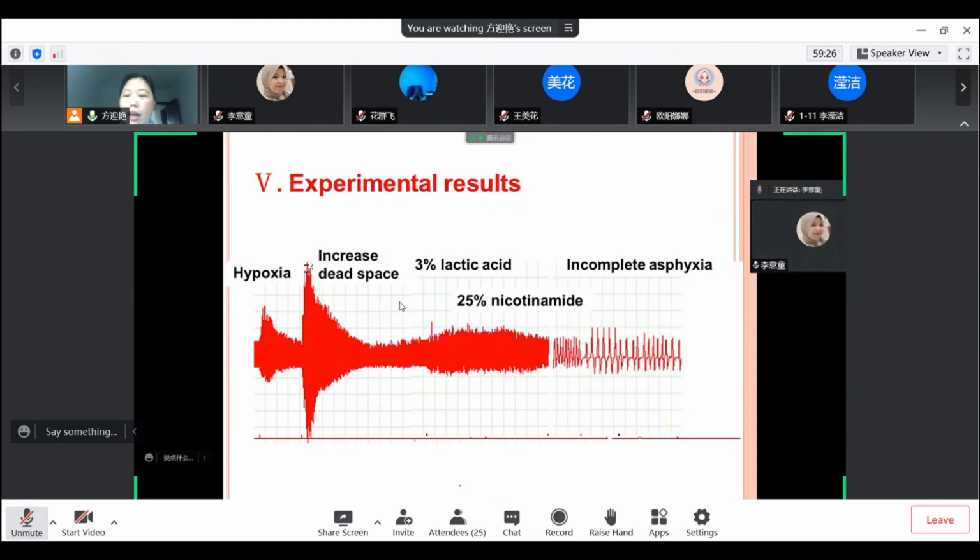According to the experiment result, first, the hypoxia. We have studied the knowledge of physiology, so we know why with hypoxia the respiratory movement increases, and I hope you know the respiratory movement.